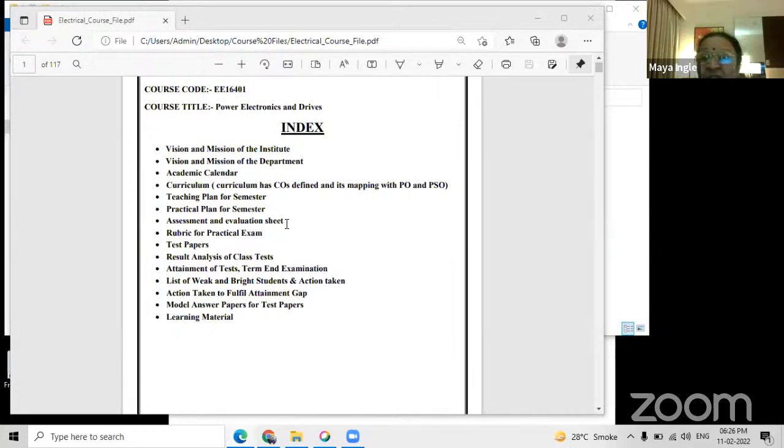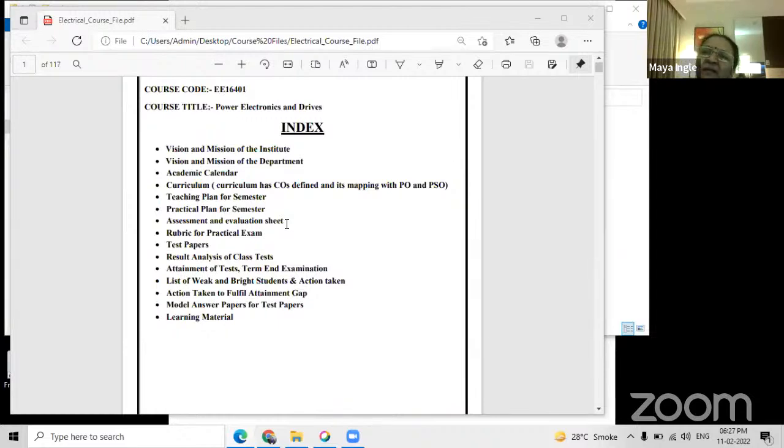So action taken. If there are weak students, what actions have been taken by you? Those are to be documented properly. If there are bright students, what extra work has been assigned to them, or even extra projects have been assigned to them, all these things are to be properly documented.